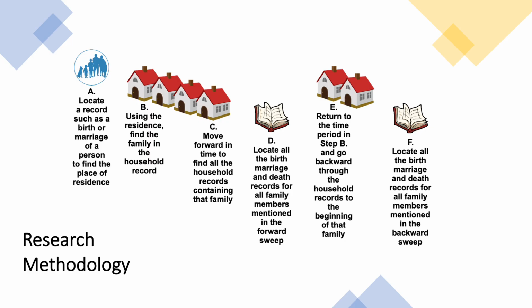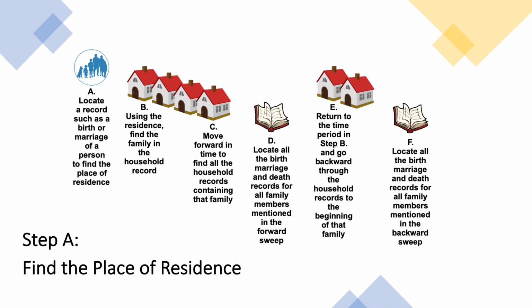Here is my methodology chart. These 6 steps help the new Swedish researcher know what to do next. We'll start with step A. In step A, it says to locate a record that chronicles an event in someone's life, such as a birth, marriage, or death record. This will help you find their place of residence.